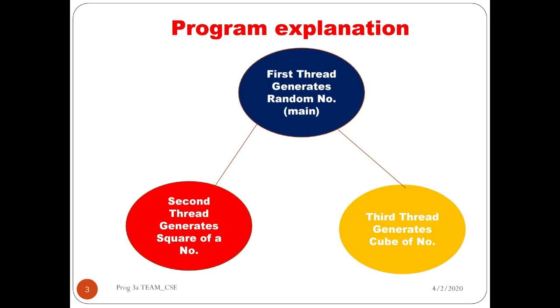Next slide. We will try to understand what the given program is. In this program, three threads will be used. The first thread generates a random number. The same number is passed to the second thread, which generates the square of the number. Next, the same random number is passed to the third thread, which generates the cube of the number. So three threads should be used here. This is a program based on the multi-thread programming concept.